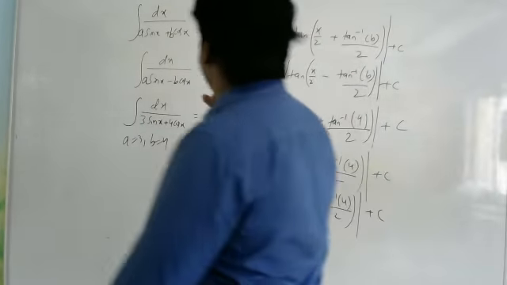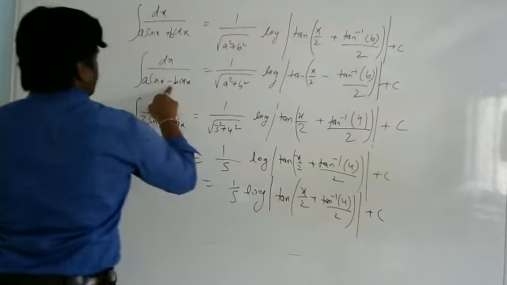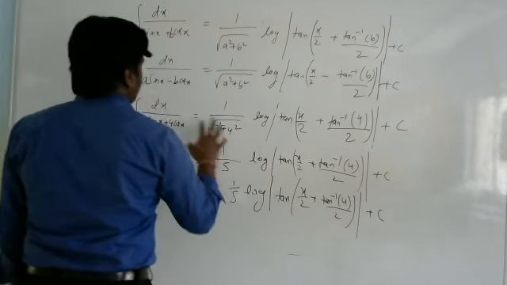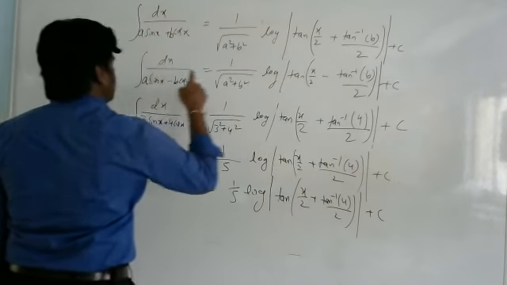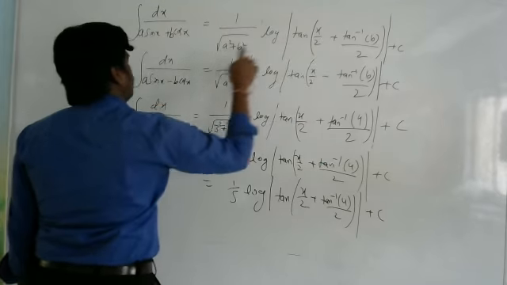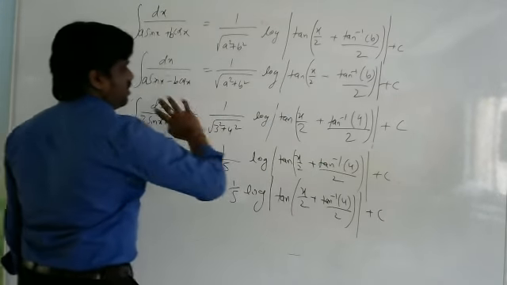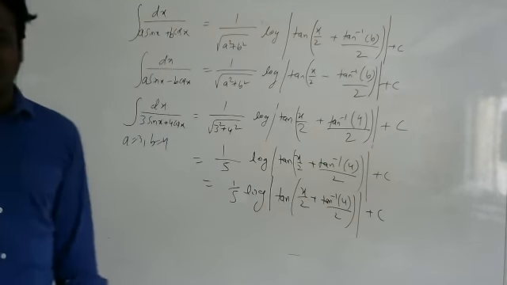If we have plus, use the plus symbol. If we have minus, we are going to get minus. The formula is the same for both; only plus or minus is the change. For plus you get plus, for minus you get minus. So these are the shortcut formulas of integrations.